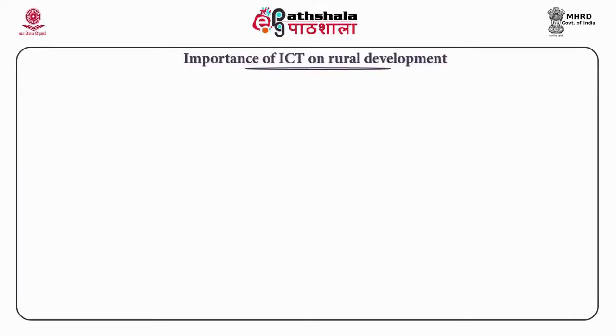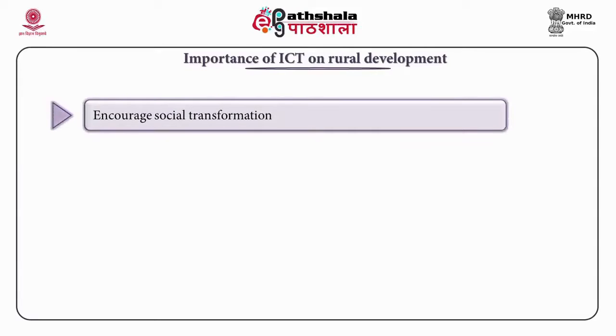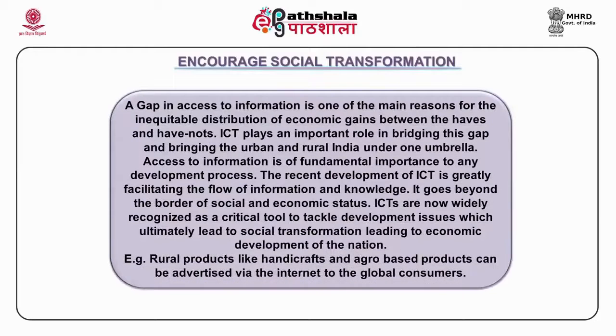Rural development. First, encourage social transformation. One of the main reasons for inequitable distribution of economic gains between the haves and the have-nots is the gap in access to information. ICT plays an important role in bridging this gap. Access to information is of fundamental importance to any developmental process.